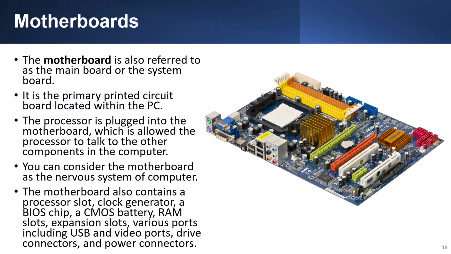The motherboard is also referred to as the main board or the system board. It is the primary printed circuit board located within the PC. The processor is plugged into the motherboard, which allows the processor to talk to the other components in the computer. You can consider the motherboard as the nervous system of the computer. The motherboard also contains a processor slot, a clock generator, a BIOS chip, CMOS battery, RAM slots, expansion slots, various ports including USB and video ports, drive connectors, and power connectors.